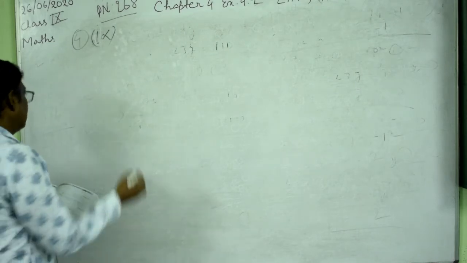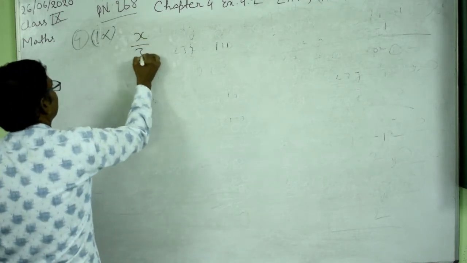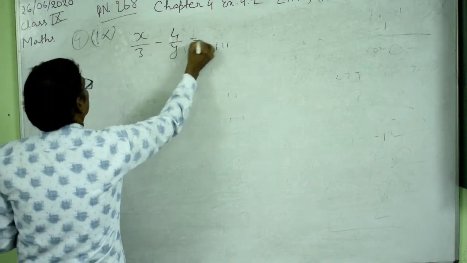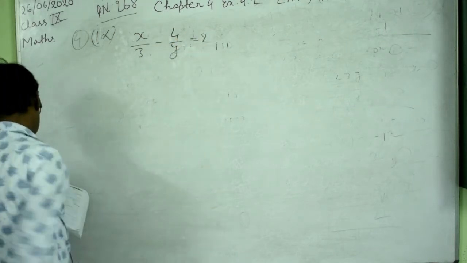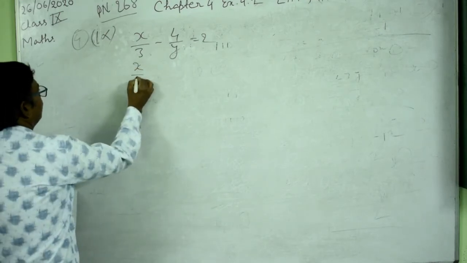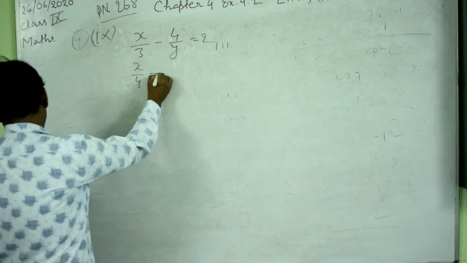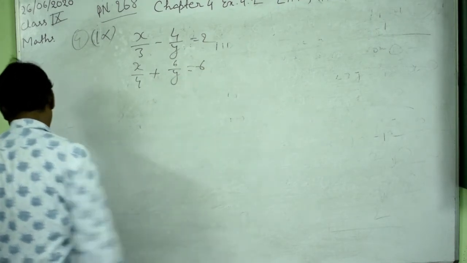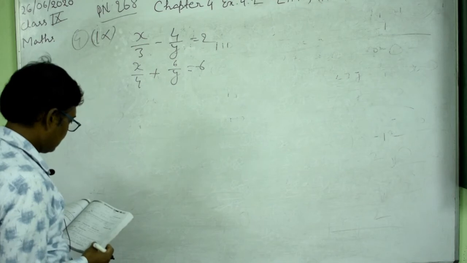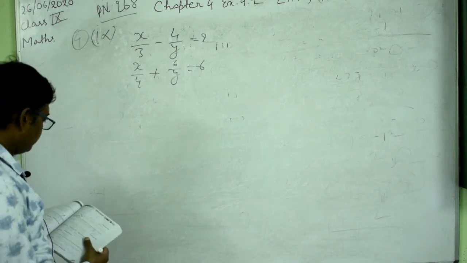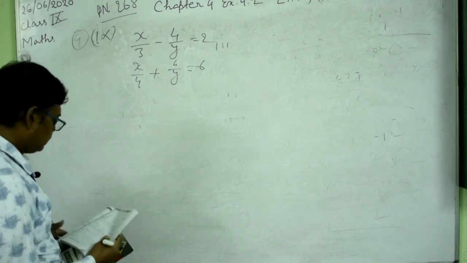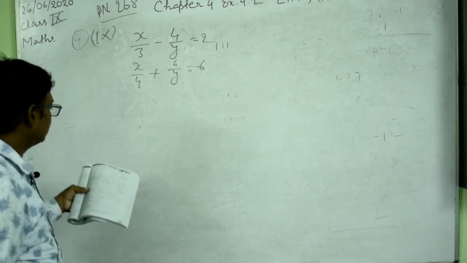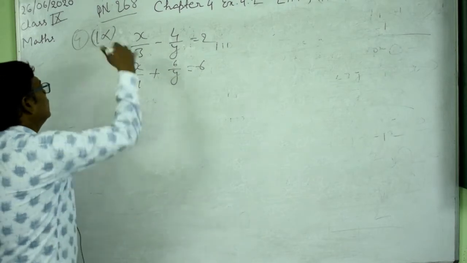It is x by 3 minus 4 by y equal to 2, and x by 4 plus 6 by y equal to 6. Okay, this is the question. And in this, how will you do this? We have to solve this by the comparison method. Comparison means we have to compare these two equations.